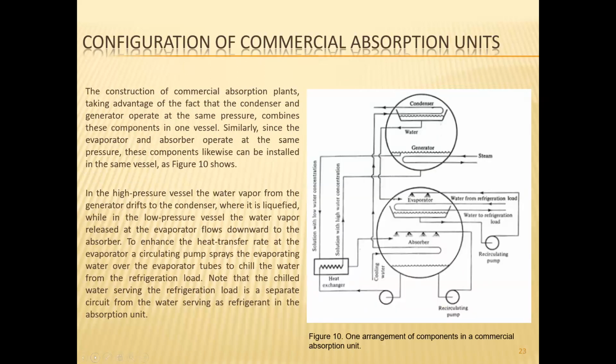Configuration of a commercial absorption system. This is the commercial one. What are the things there? Okay? How do you arrange the equipment? The construction of a commercial absorption plant takes advantage of the fact that the condenser and generator operate at the same pressure, and combines these components in one vessel. That's it, it's one vessel.